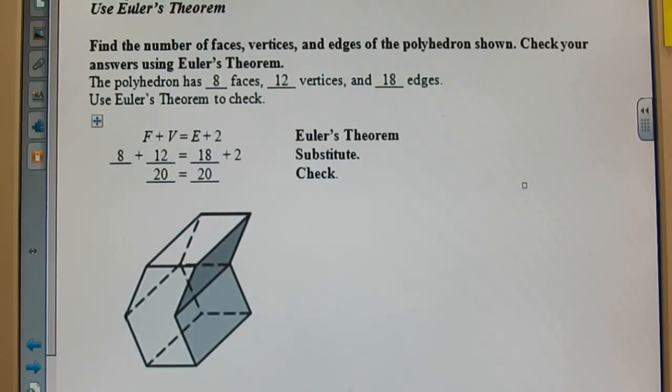Here is the second example on your note sheet. On this one you had to go through and count all the faces, all the vertices and all the edges, and then they just ask you to substitute it in.